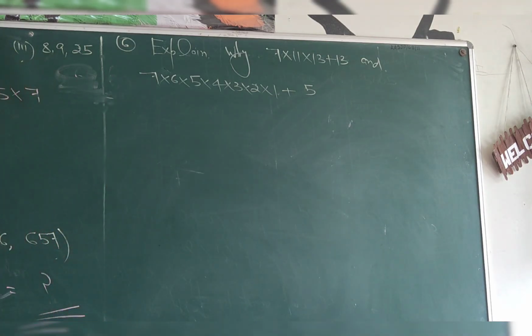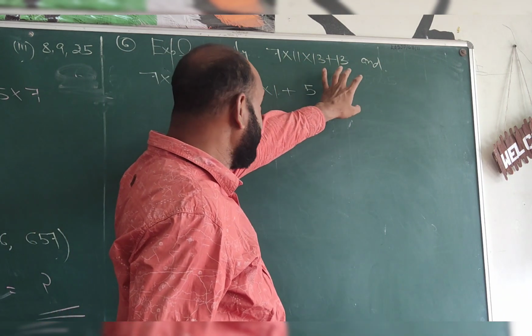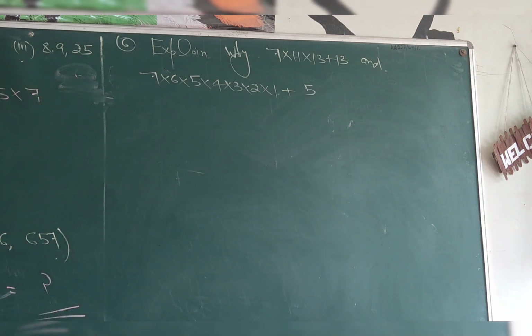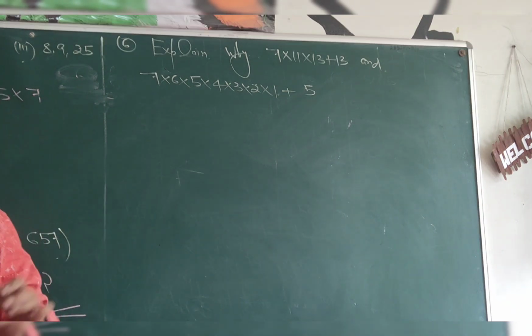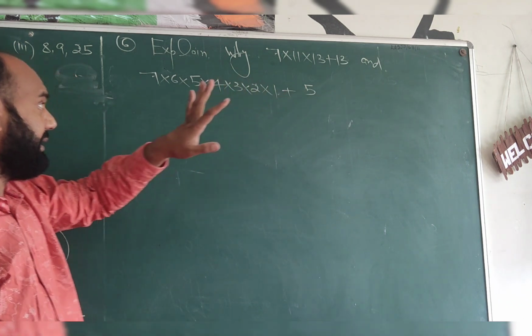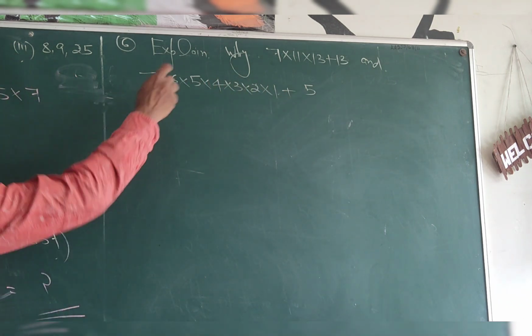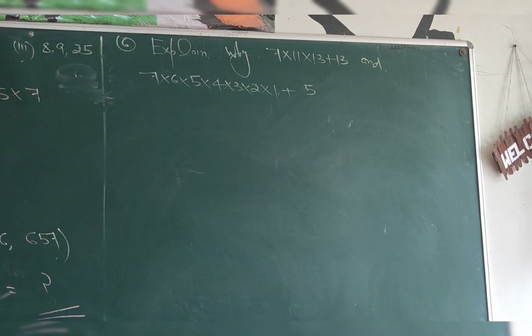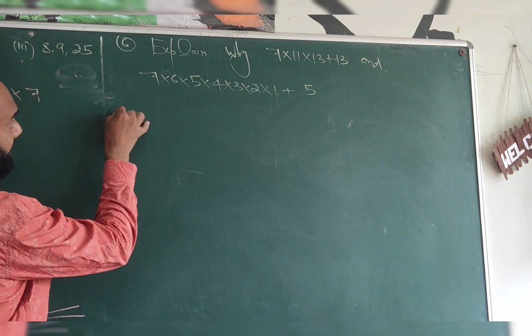Explain why 7 multiplied by 11 multiplied by 13 plus 13 and 7 multiplied by 6 multiplied by 5 multiplied by 3 multiplied by 2 multiplied by 1 plus 5 are composite numbers. So first we solve the first part. The 7 multiplied by 11 multiplied by 13 plus 13 is a composite number.